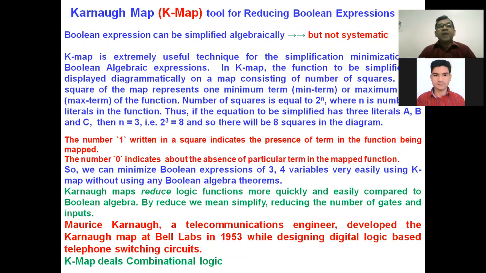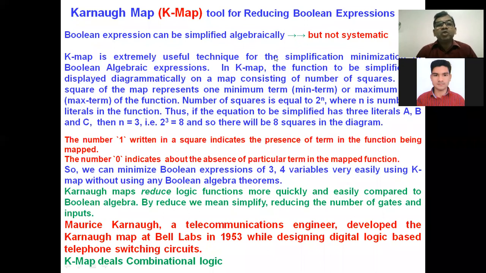So what is K-map? K-map is a tool for reducing Boolean expressions. Earlier we reduced Boolean expressions using laws and theorems of Boolean algebra, but this K-map can again be used, and it is very simple. It can be used in a very simplified manner. So what is this actually?